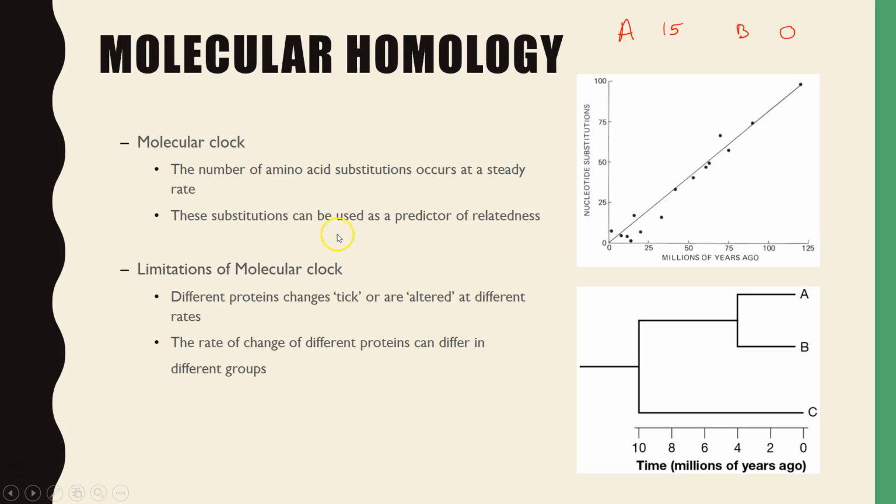The problem with using the molecular clock in this manner is that different proteins or different amino acids will tick, or have mutations, at different rates, and different proteins can differ in different groups of organisms. So it's a mechanism which can be used to look at differences between species based on the nucleotide substitution rate. However, that's not a rule that can apply to everything, so be cautious when using the molecular clock.